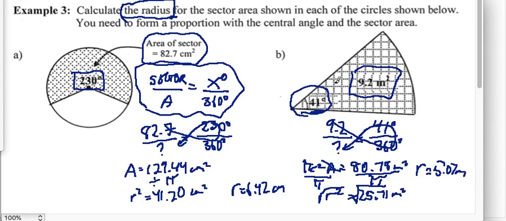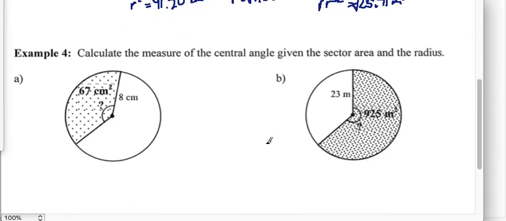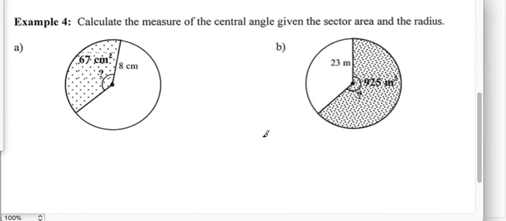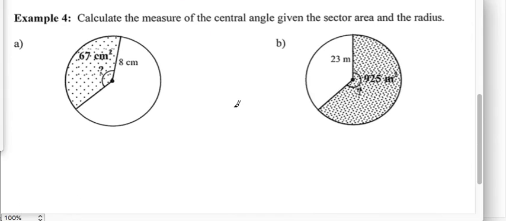So despite the fact that I didn't have a radius, I was able to get one by using that proportion. Little twist on it here, I'll do one of these examples with you. In this case, look and see what information you do have, what information you don't have, and what it's asking you to find. Here it's telling you to calculate the measure of the central angle, find the number of degrees in the central angle based on knowing the sector area and the radius of the circle.